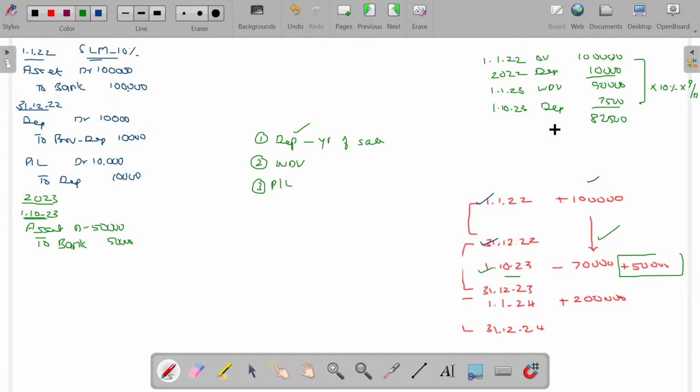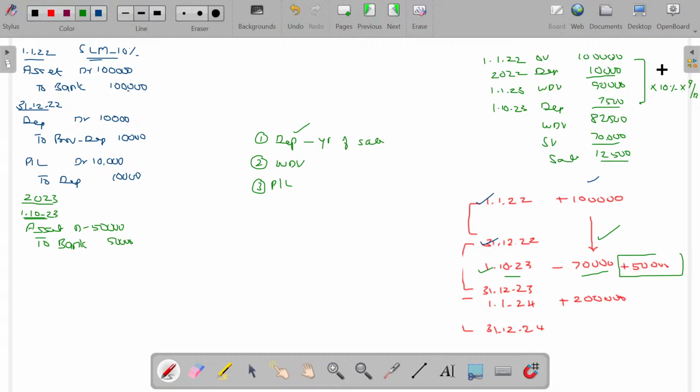82,500 is the WDV as on the date of sale. On the date, the sale value being 70,000. An asset worth 82,500 rupees sold for 70,000, so we face a loss of 12,500 rupees. Now we have to incorporate all these things.